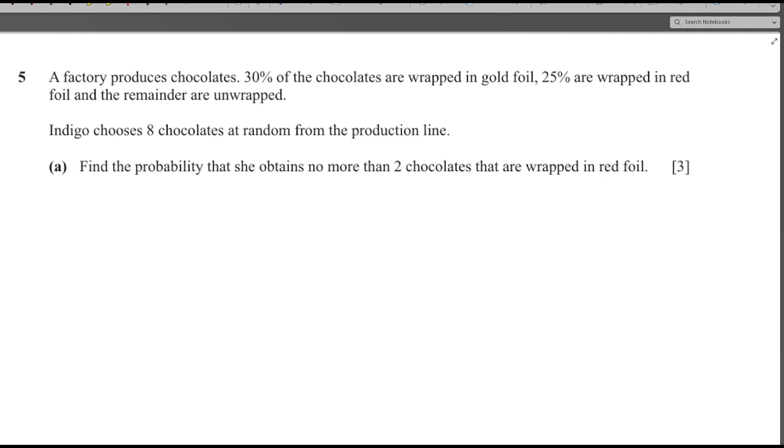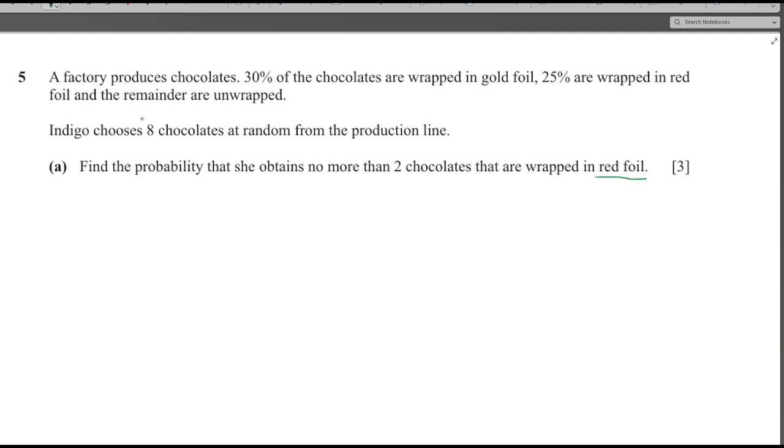Question number 5 is, a factory produces chocolates. 30% of the chocolates are wrapped in gold foil, 25% are wrapped in red foil, and the remainder are unwrapped. Indigo chooses 8 chocolates at random from the production line. Find the probability that she obtains no more than 2 chocolates that are wrapped in red foil.